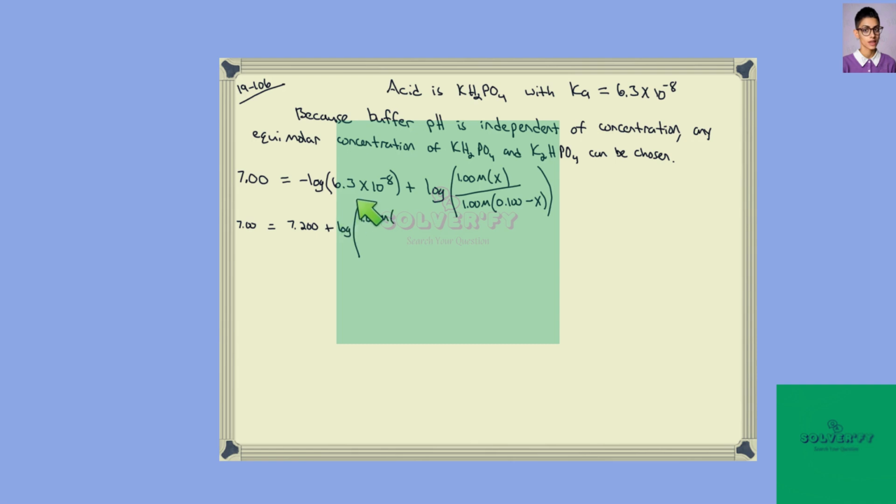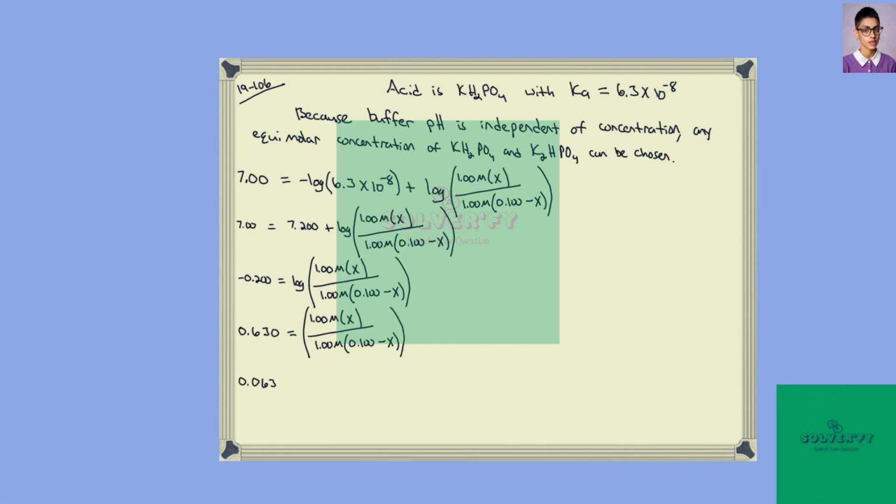The negative log of 6.3 times 10 to the negative 8 is 7.200. I'll then subtract that from both sides to get negative 0.2, and then I still have my log expression on the right hand side. I'll do the anti-log of both sides to get rid of this log term. 10 to the negative 0.2 is 0.630.